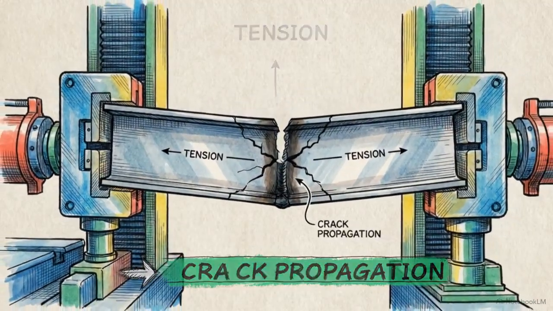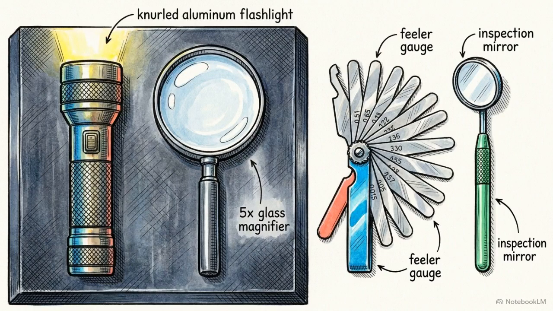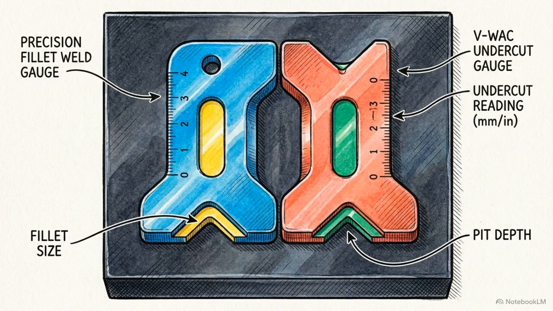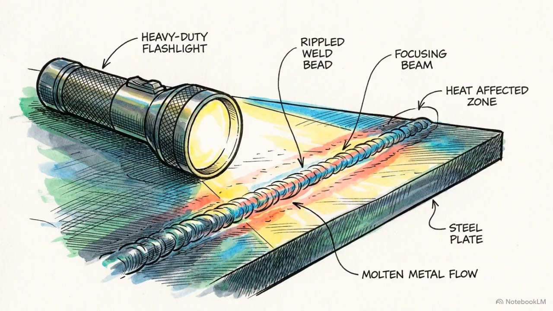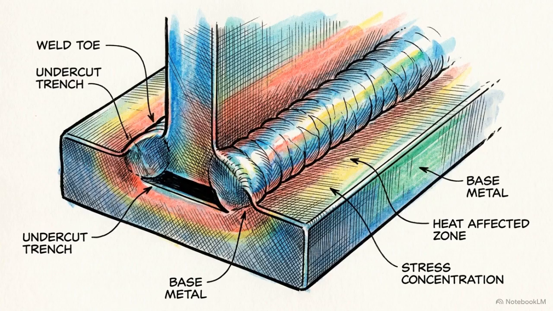that create them. Before advanced non-destructive testing is applied, compliant visual testing requires a specific physical toolkit: a heavy-duty flashlight, a minimum 5x magnifier, a fillet weld gauge, and an undercut gauge. Illuminating weld toes with the flashlight at an oblique angle casts severe shadows across the metal, exposing surface-breaking slag or tight undercut trenches along the edge.